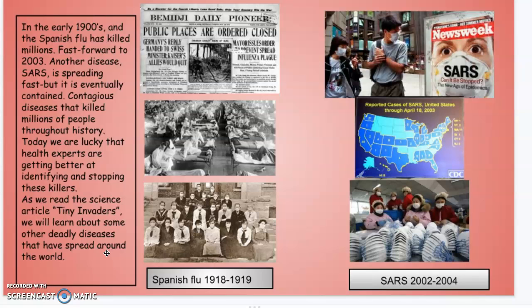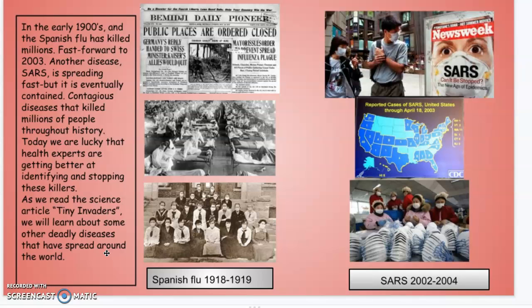So before we get started and really start reading our informational text, Tiny Invaders, just a little recap. In the early 1900s, the Spanish flu killed millions. All right, so now we're going to fast forward to 2003. Another disease, SARS, is spreading fast, but it is eventually contained. Contagious diseases have killed millions of people throughout history. So today we are lucky that health experts are getting better at identifying and stopping these killers.